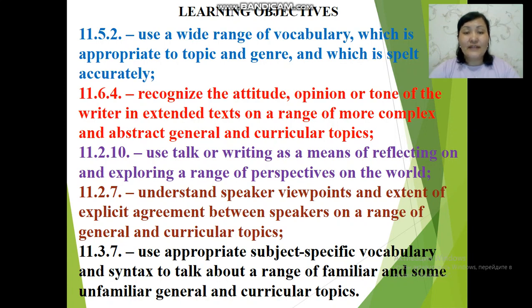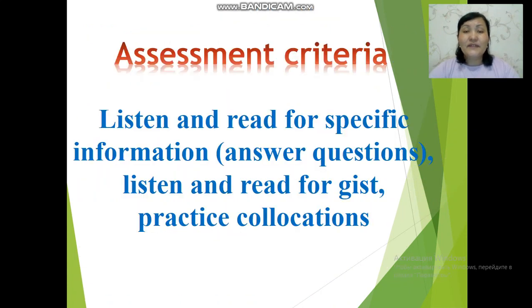Use talk or writing as a means of reflecting on and exploring a range of perspectives on the world. Understand speaker viewpoints and extent of explicit agreement between speakers on a range of general and curricular topics. Use the appropriate subject-specific vocabulary and the syntax to talk about a range of familiar and some unfamiliar general and curricular topics. Assessment criteria of this lesson.